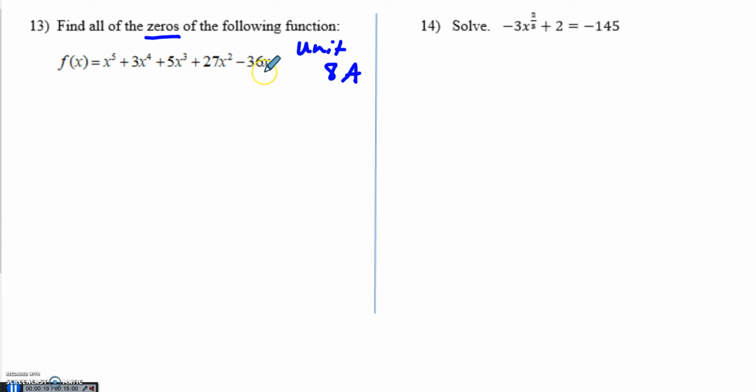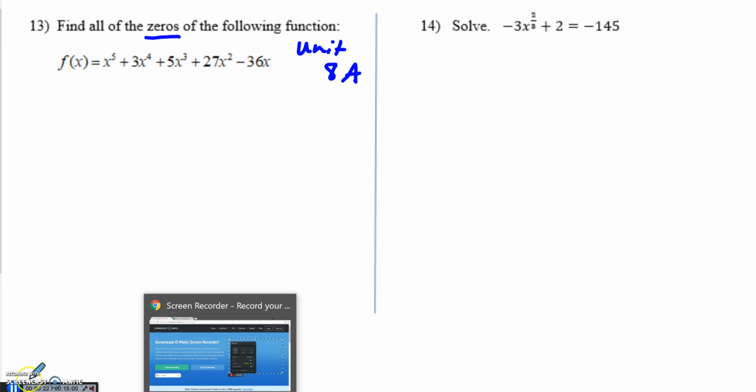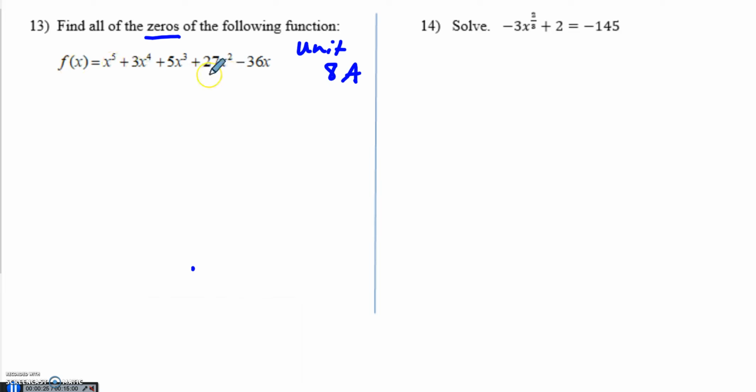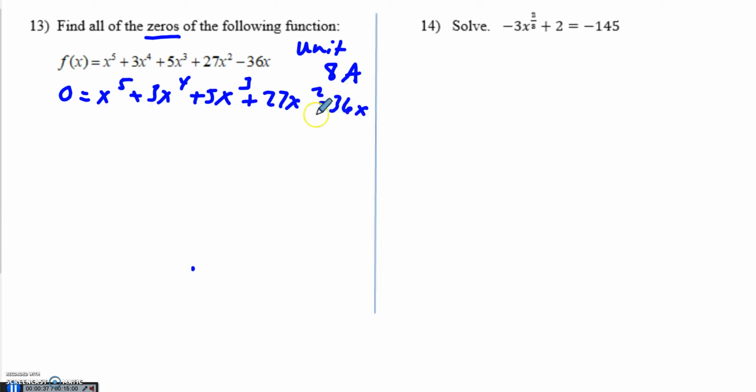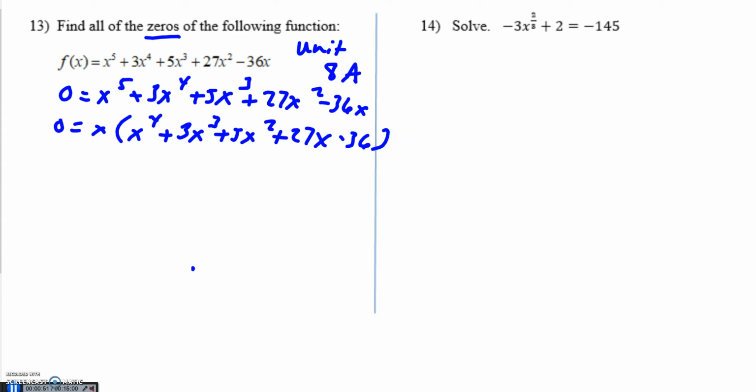And if I look at this problem and I am finding zeros, so I want to set this equal to 0. I'd have 0 equals x to the 5th plus 3x to the 4th plus 5x cubed plus 27x minus 36x. I notice that there's a greatest common factor of x, so I'll take that out. Left with x to the 4th plus 3x cubed plus 5x squared plus 27x minus 36. If I set this equal to 0, I do have one zero so far of just 0, 0.